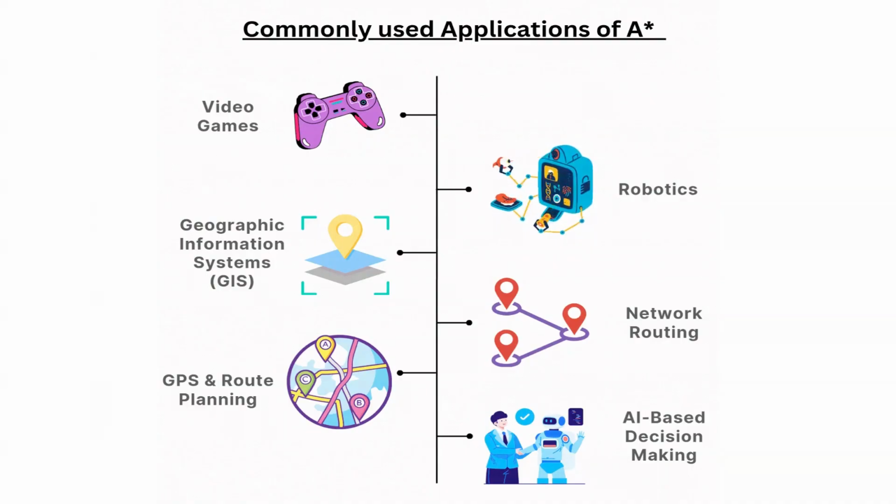And GPS and route planning in traffic signals. A-star powers route planning applications such as GPS navigation systems to calculate the shortest or fastest route between locations. It is widely applied in logistics and delivery routing to optimize travel time and efficiency. So AI-based decision making. AI is used in many predictions and decision making. When we have multiple statements and decisions, it does a majority of voting and chooses the right priority decision for us.